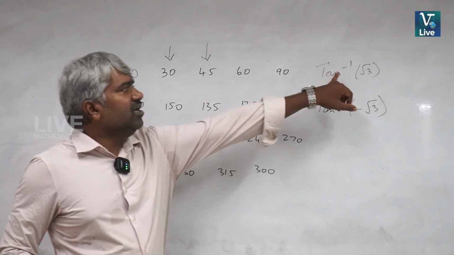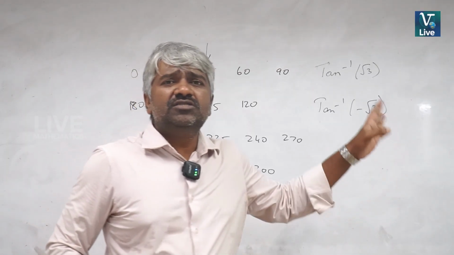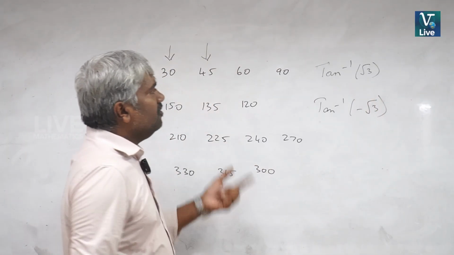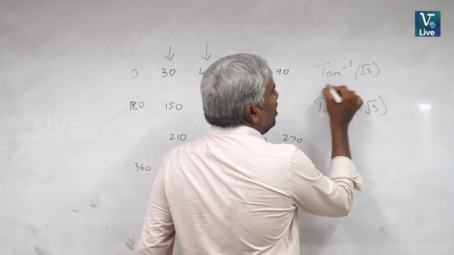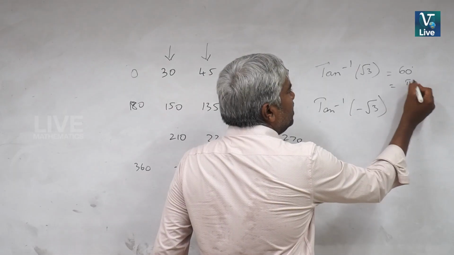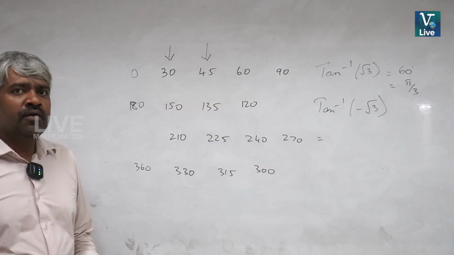So first I'll find the tan inverse of root 3, which is very familiar for you, because since it is positive, the angle comes in the first quadrant. So in the first quadrant, we know that the tan value will be root 3 at 60 degrees, which is pi by 3. But when it comes to negative root 3, right?